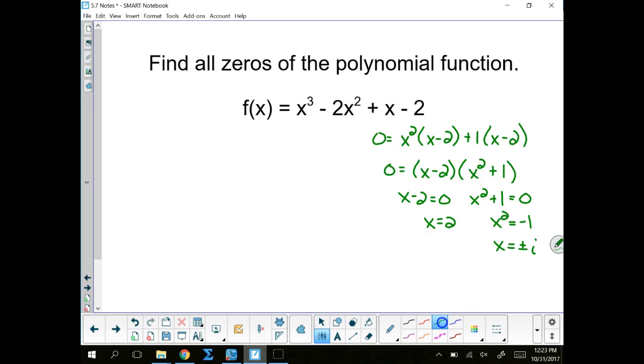Okay? Now, you guys did it by finding your list first. Okay? So let's find our list. So our list is plus or minus 1, plus or minus 2. That's my list of 4 possible zeros.